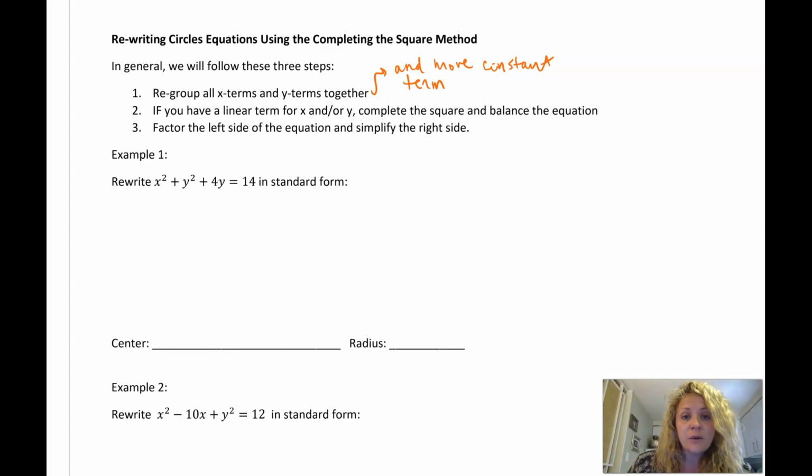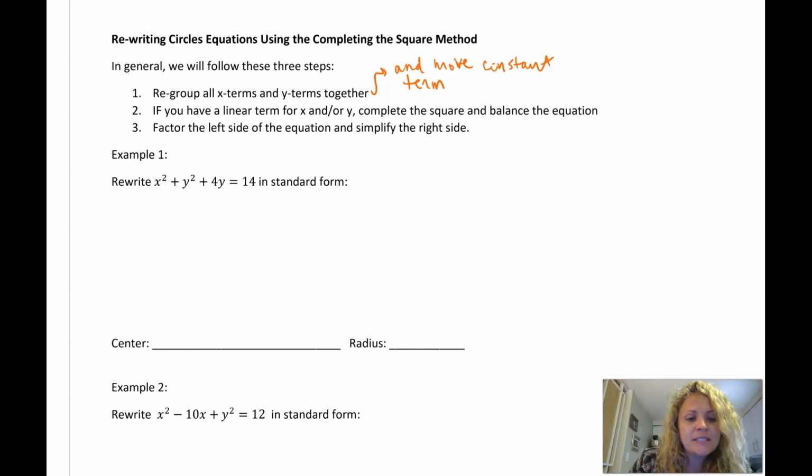When we do this, the first thing we're going to do is regroup all of our x terms together and our y terms together. And I wrote over here, we're also going to send the constant over. So this says, and move the constant term. So if we have a constant on the left side of our equal sign, we're going to send it over to the right side. For part two, if you have a linear term for x and or y, that's the expression we're going to use to complete the square. So we're going to complete the square and balance the equation. And then lastly, the last step is just factoring and simplifying.